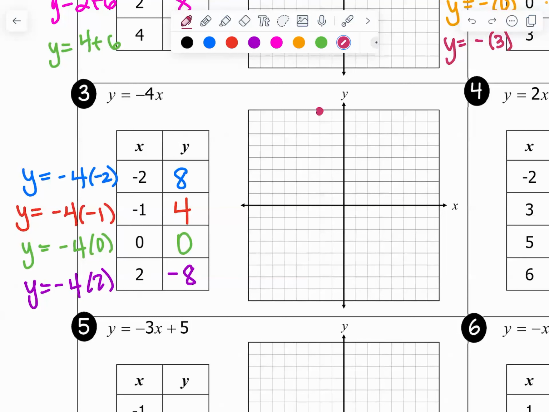So we'll go left 2 and up 8. -1, 4 is our next coordinate. Left 1, up 4. Are you writing this down? 0, 0. The best coordinate to plot. And then 2, -8. Right 2, down 8.